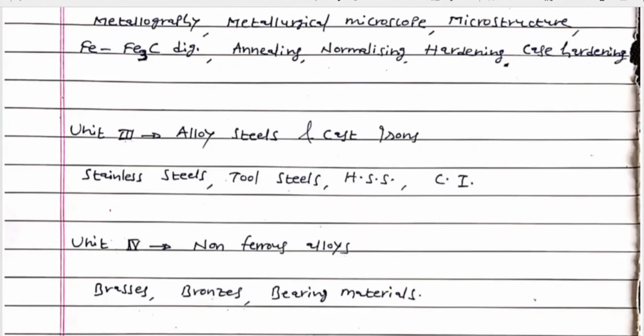So the main categories of the non-ferrous alloys are brass and bronze. The basic difference between brass and bronze is that brass is defined as an alloy of zinc and copper, while bronze is an alloy of copper with any other alloying element than zinc. So this is the basic difference between brass and bronze.